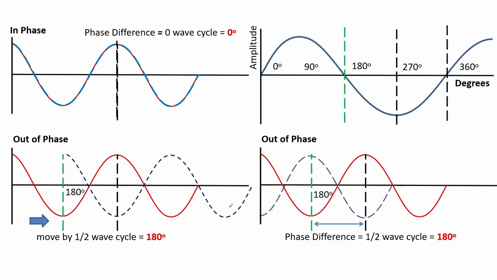So this means that a phase difference of 0 wave cycle refers to 0 degrees, and 1/2 wave cycle means 180 degrees. 1/2 cycle simply means that one of the waves is advanced by half a cycle, or 180 degrees.